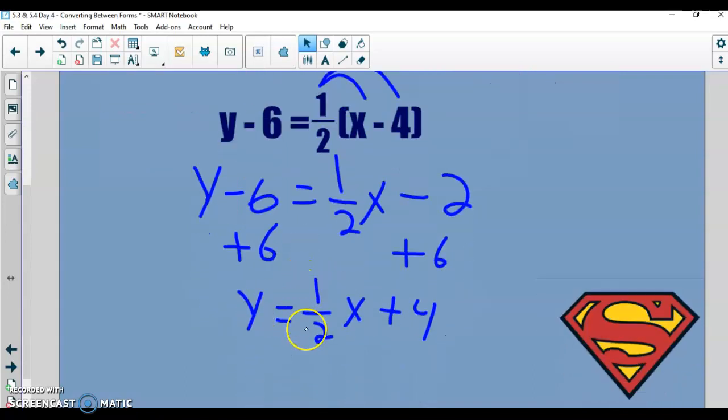We have y equals our m times our x plus our b.